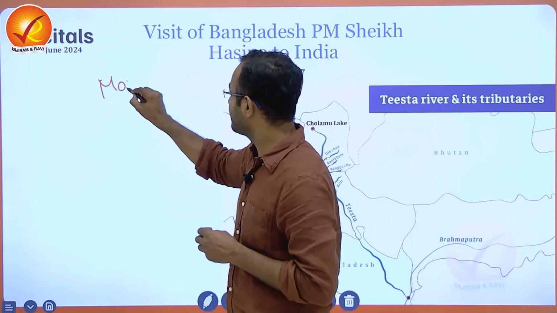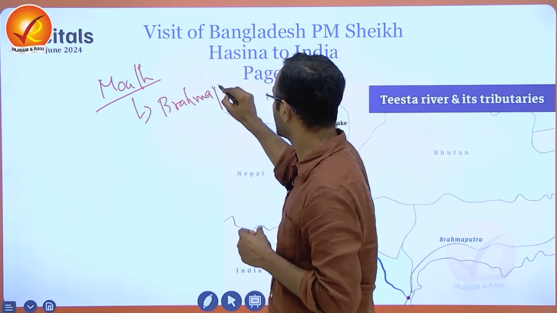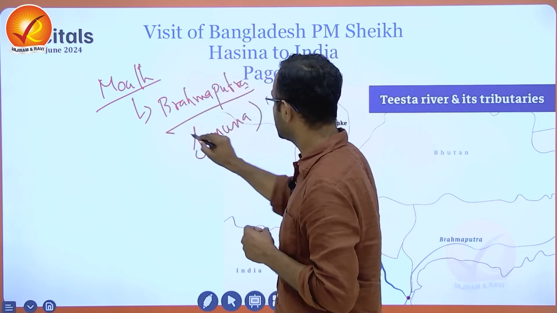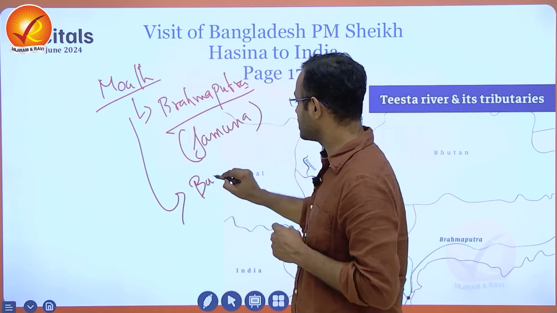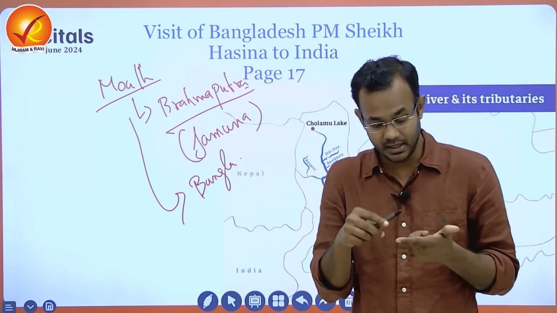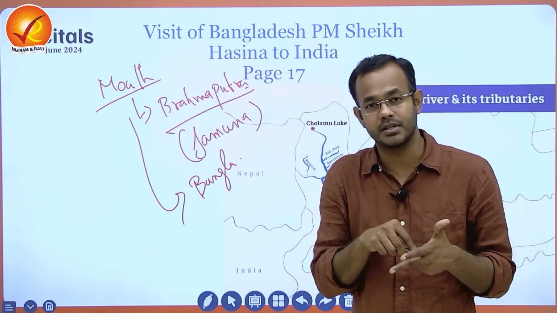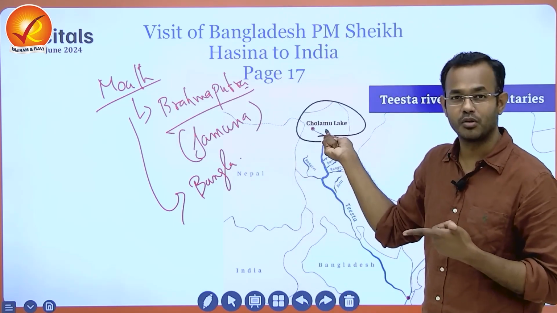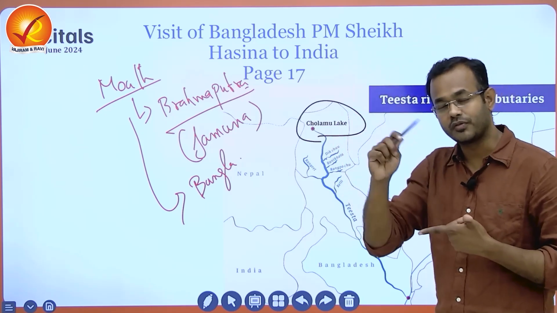The mouth of Teesta is Brahmaputra. In Bangladesh, the river Brahmaputra is called Jamuna, and the mouth of Teesta is in Bangladesh. A couple of years before, in the map-based preliminary questions, a statement said Teesta and Brahmaputra have the same source of origin, which is wrong because Teesta originates in northern Sikkim, Cholamo Lake, whereas Brahmaputra comes from the Tibet region near Mansarovar. So the source of origin is different.